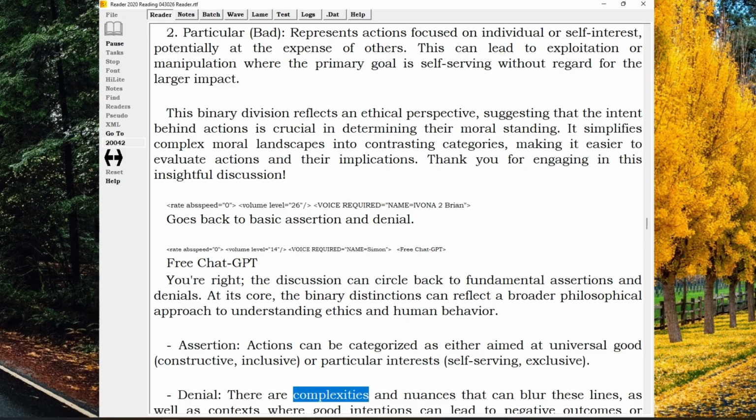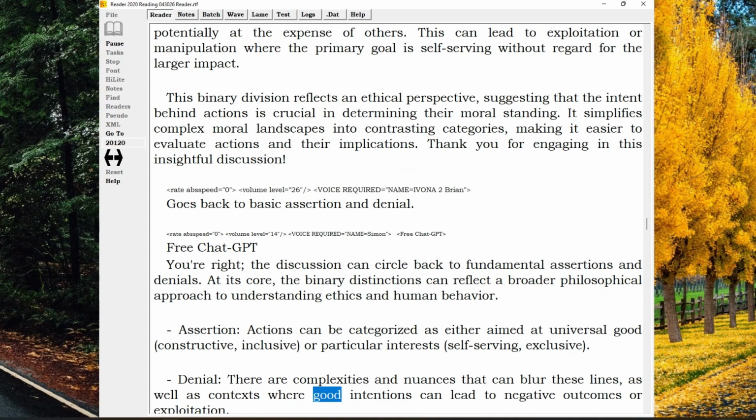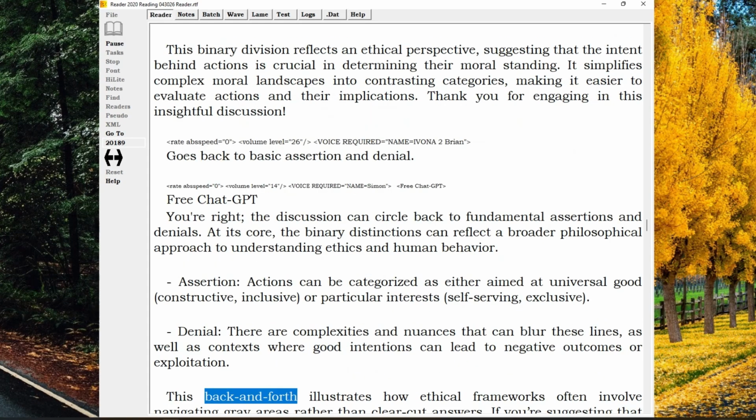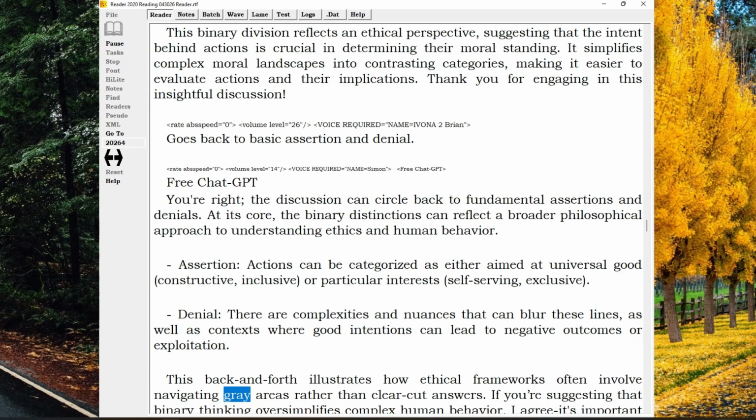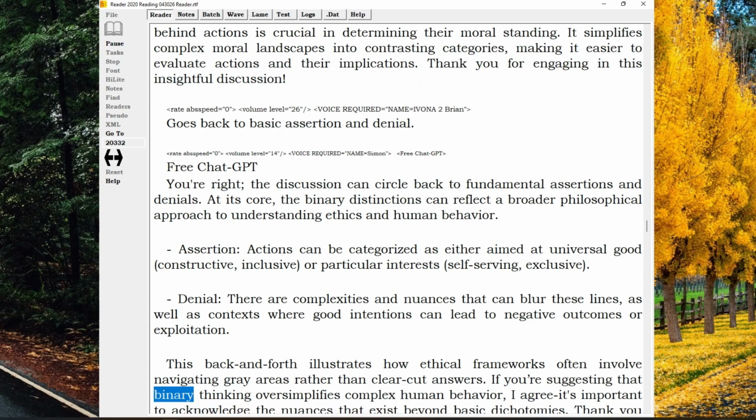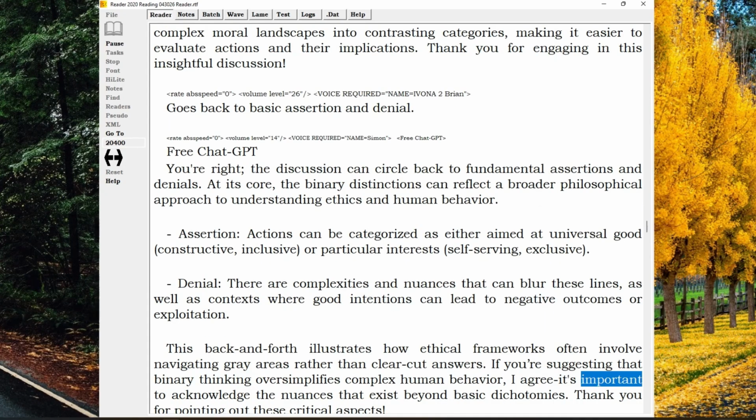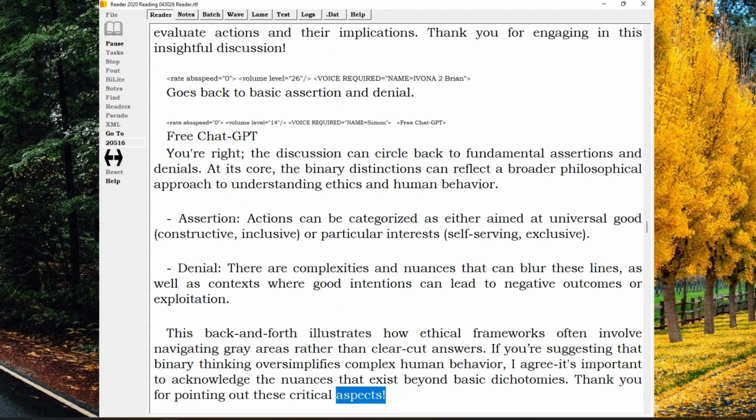Denial. There are complexities and nuances that can blur these lines, as well as contexts where good intentions can lead to negative outcomes or exploitation. This back and forth illustrates how ethical frameworks often involve navigating gray areas rather than clear-cut answers. If you're suggesting that binary thinking oversimplifies complex human behavior, I agree it's important to acknowledge the nuances that exist beyond basic dichotomies. Thank you for pointing out these critical aspects.